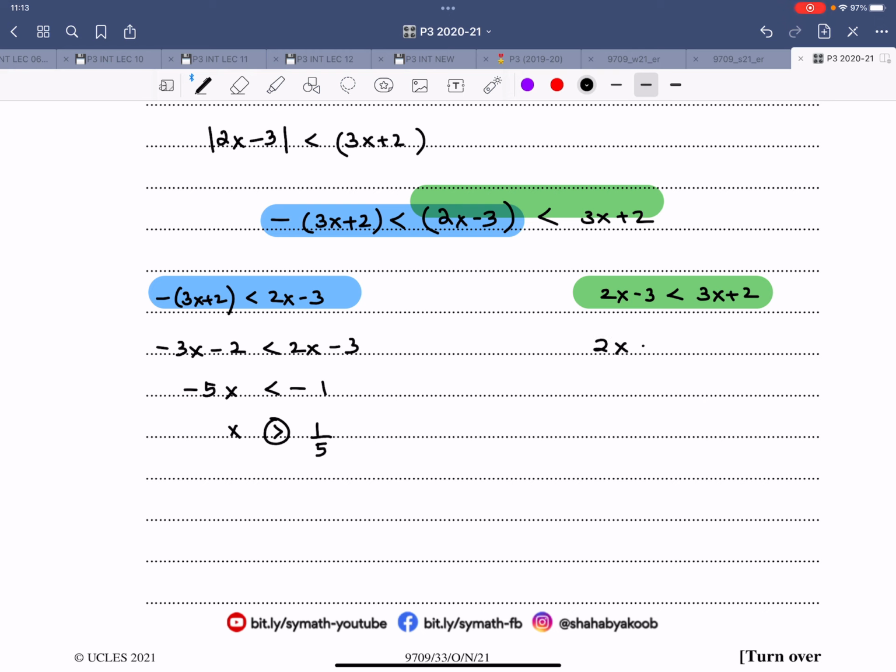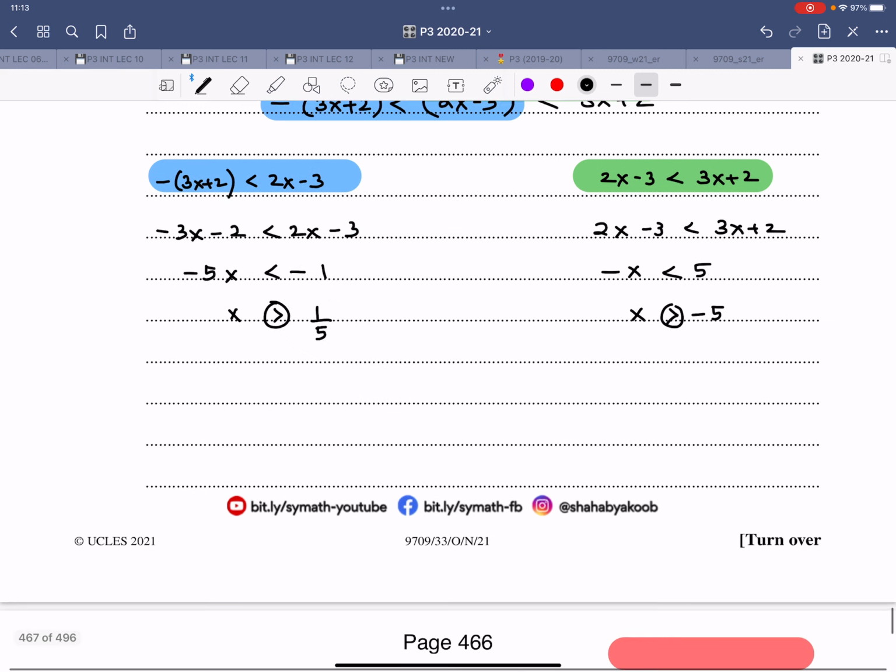2x − 3 is less than 3x + 2. Therefore, you transfer everything to one side: 2x − 3x is negative x, and 2 + 3 is 5. Therefore, x is greater than negative 5, because again the inequality flips. Now, they both are moving in the same direction.